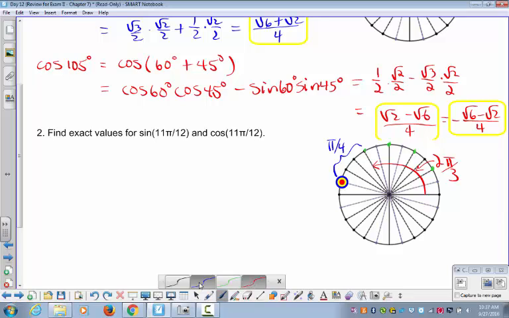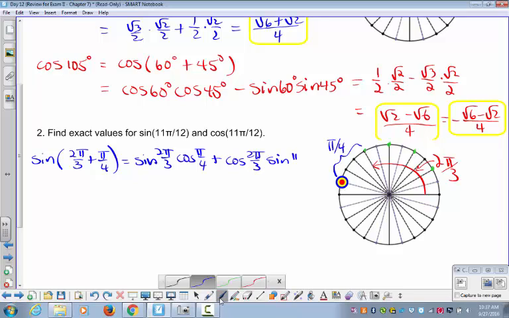So if we stick in radians, let's do sine of 11 pi over 4. So sine of 2 pi over 3 plus pi over 4. That's going to be sine of 2 pi over 3 cosine pi over 4. Sine same, so plus. Fill in the blanks for the 2 pi over 3 column and the pi over 4 column. We've got that.